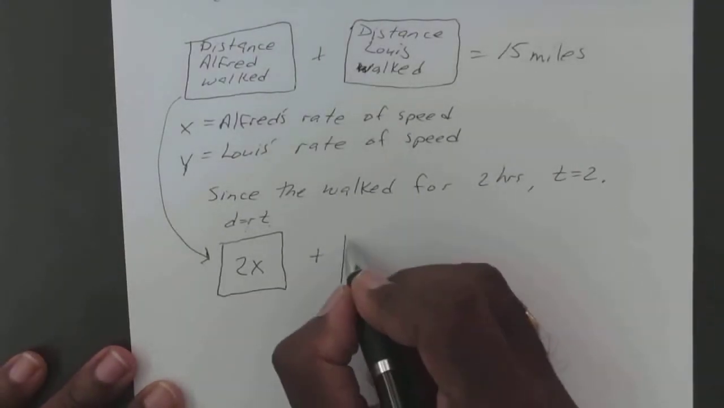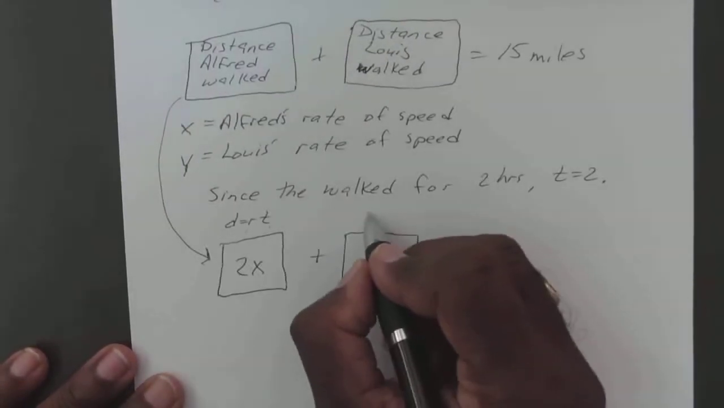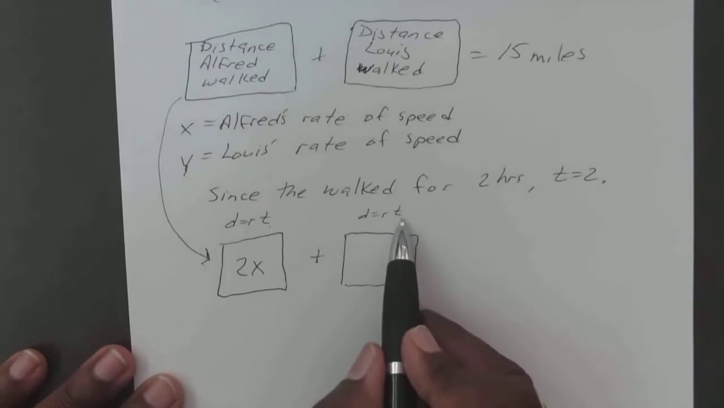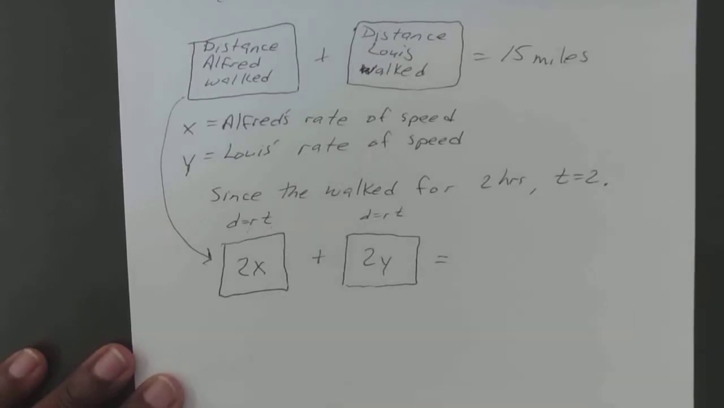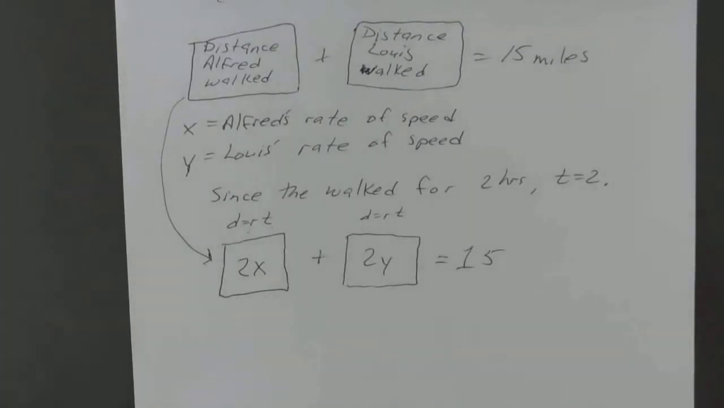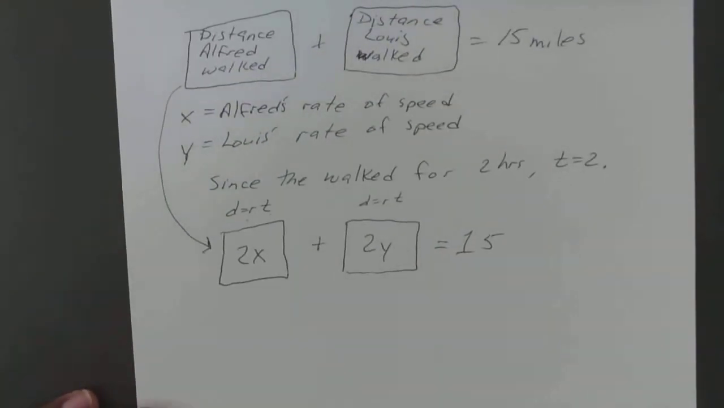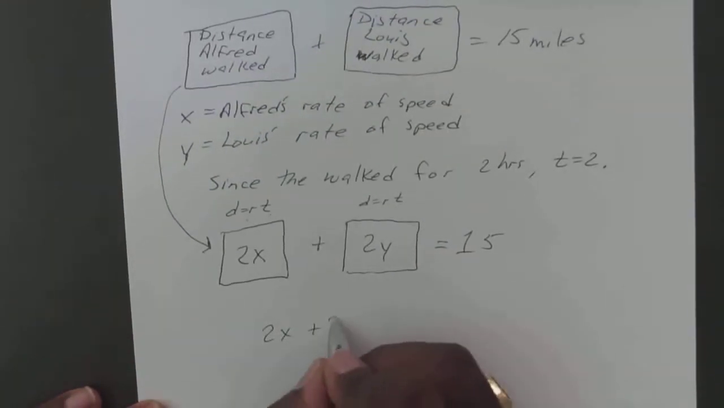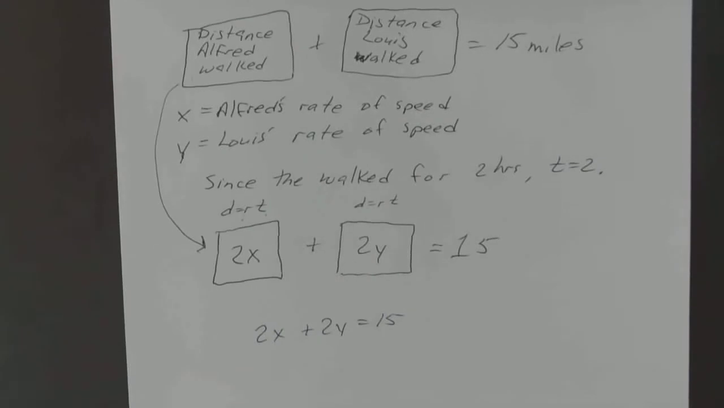Plus the rate of speed that Lewis walked is 2 times y. Remember, that's our time is 2, and the rate that Lewis has walked is y. Okay, is equal to 15. So we have the distance that Alfred walked and the distance that Lewis walked all add together to equal 15. We just changed the distance to equal their rate times time, which we only know the time. We have to figure out the rate. Okay, so we have 2x plus 2y equals 15. Okay, that really doesn't help us a lot.